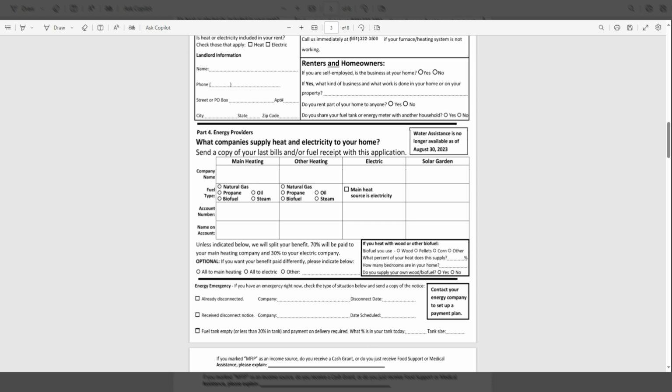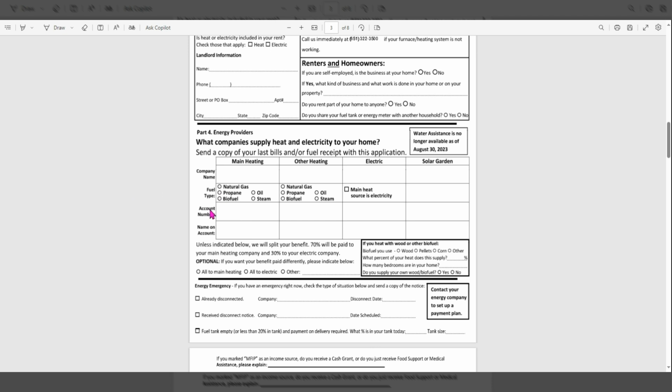Some people have natural gas as their primary heating. Some people have propane, biofuel, oil, steam, wood. There is no right or wrong answer to this. All we are looking for is accurate and truthful information so we can pay a grant that makes sense. So you would put your main heating source here. Most people in our 3 counties have natural gas as their main heating source.